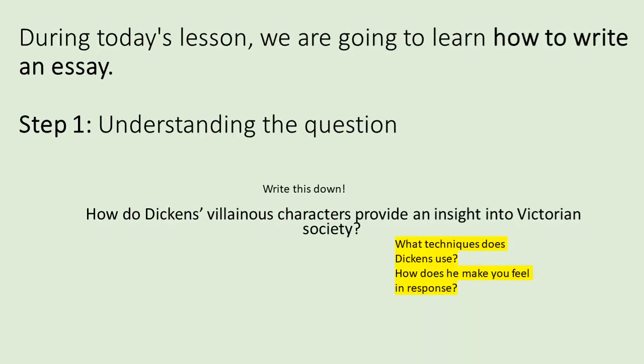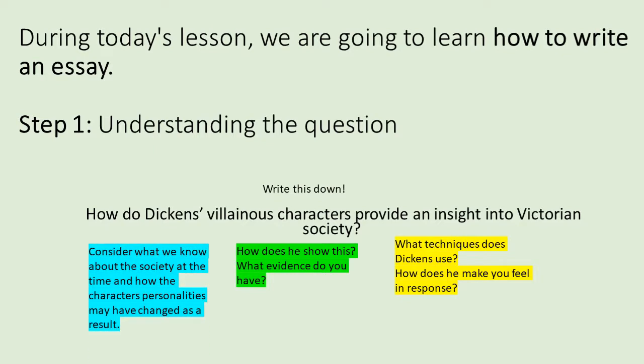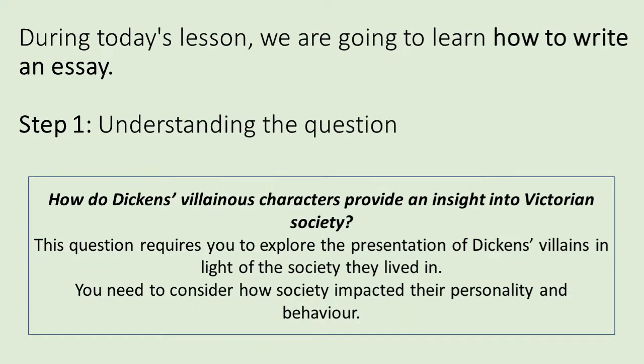So we need to consider, what techniques does Dickens use? How does he make you feel in response? How does he show this? What evidence do you have? And consider what we know about the society at the time and how the characters' personalities may have changed as a result. So this question requires you to explore the presentation of Dickens' villains in the light of the society they lived in. You need to consider how society impacted their personality and their behaviour.